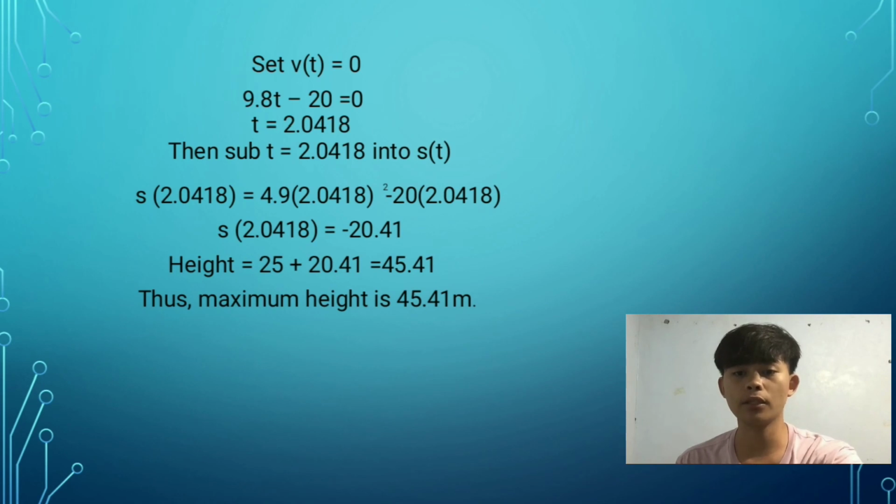Set v(t) equals 0: 9.8t minus 20 equals 0, t equals 2.04. Then substitute t equals 2.04 into s(t): s(2.04) equals 4.9 times 2.04² minus 20 times 2.04, s(2.04) equals negative 20.41. The height is equal to 25 plus 20.41 equals 45.41. The maximum height is 45.41 meters.